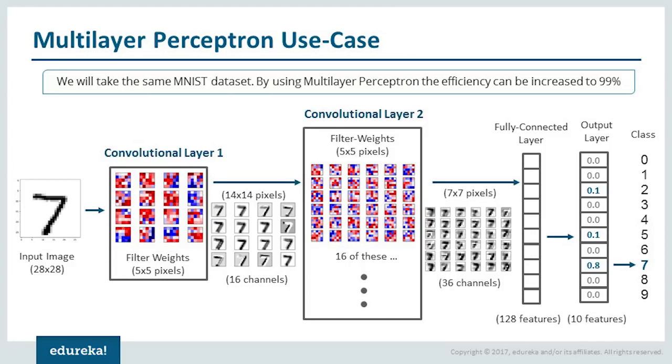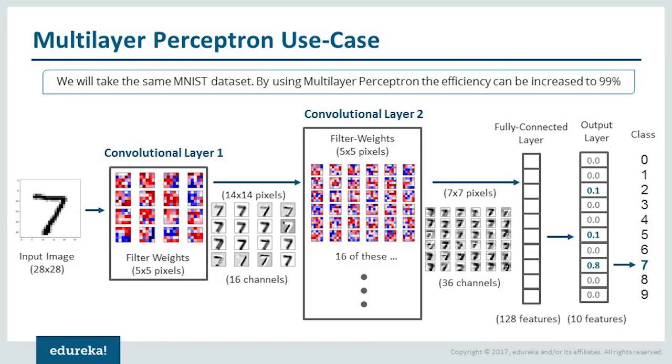We give an input image to this convolutional network. Then this input image is processed in the first convolutional layer using the filter weights. This results in 16 new images, one for each filter in the convolutional layer. The images are also downsampled, so the image resolution is decreased from 28 by 28 to 14 by 14.